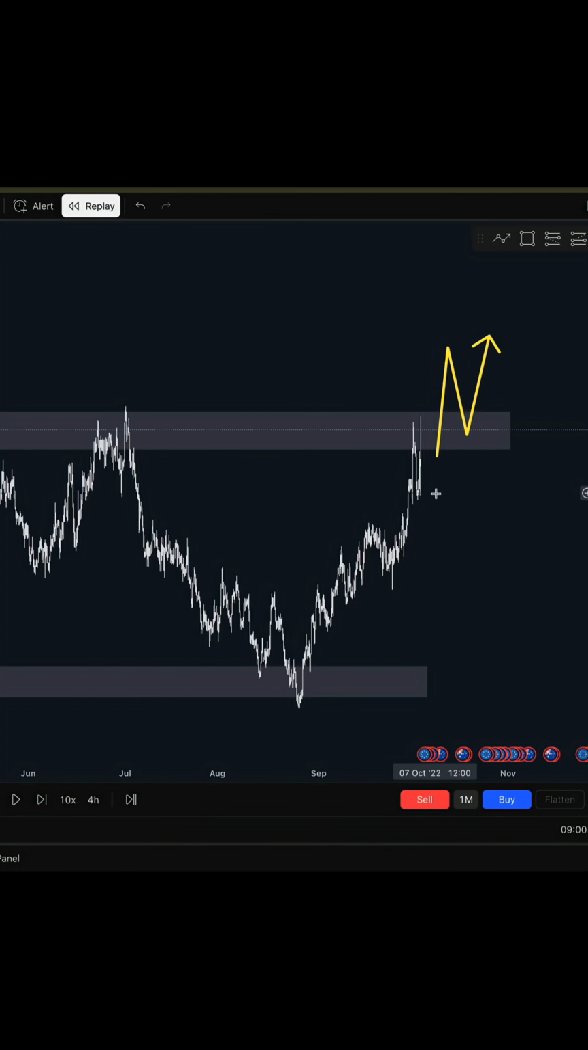So you have bounces off support resistance, and then you have breaks and retests of support resistance, but it's the same exact concept. Price is just bouncing around at these support resistance zones.